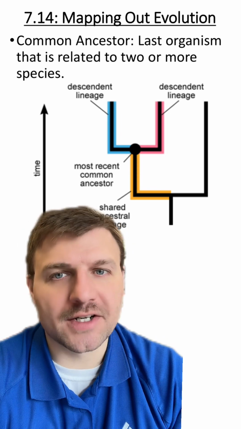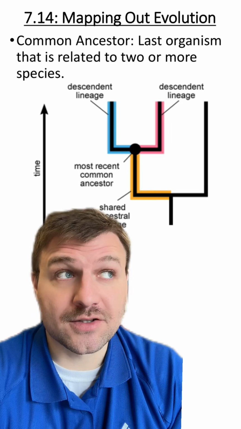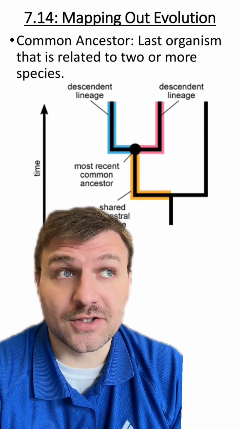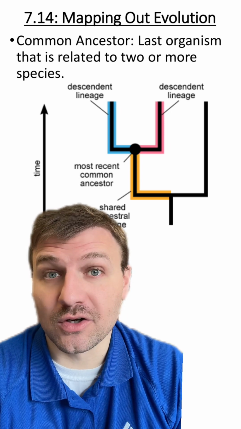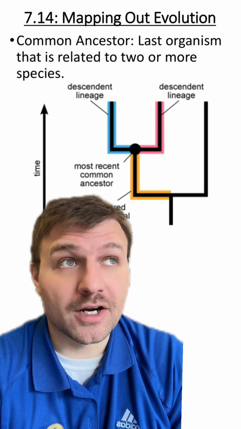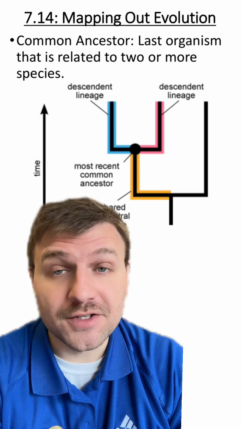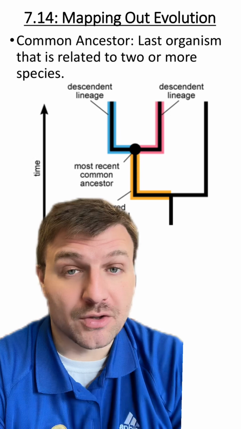A term that I use a lot when going over this section is the term common ancestor. This is the last organism that is related to two or more species. A common ancestor for you and your siblings is your parents. A common ancestor between you and your cousins is your grandparents. You and I share a common ancestor if we go back far enough. It might be thousands and thousands of years ago, but it's still a common ancestor, the last organism that we're both related to.